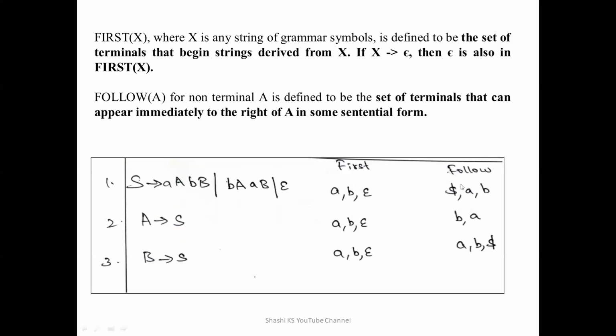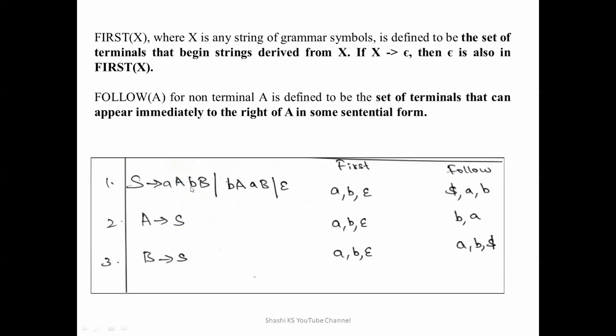Similarly, next we have to find the follow of S, A and B. Since S is the start symbol, follow of S would contain dollar, and then we have to see whether S appears in the RHS of the production. Here S appears in the RHS, but there is nothing which appears to the right of S. Follow means we have to see the terminals which appear to the right side of S, but there is nothing appearing to the right side of S in the RHS. So in that case, follow of S is equal to follow of the LHS. So follow of S is equal to follow of A, and follow of A is, see here, small b. What appears to the right of A is small b.